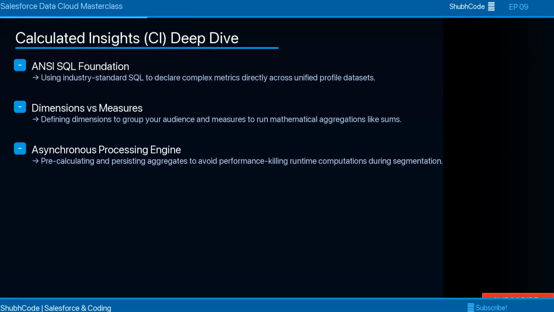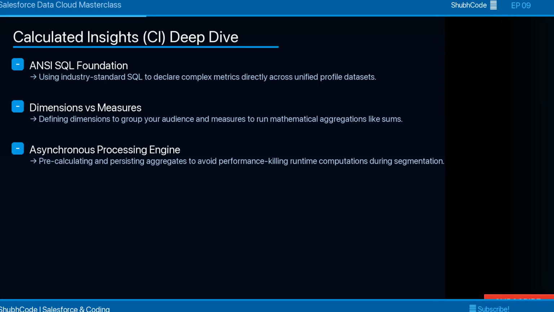Let's start with Calculated Insights, which are batch-calculated metrics built using ANSI SQL. Think of these as your heavy lifters for complex aggregations, like calculating a customer's lifetime value or their historical average order value. CIs run on a predefined schedule, querying your unified data model objects and persisting the aggregated metrics directly back into the system. This means when a marketer runs a segment, the heavy math is already done. Instead of scanning millions of raw purchases on the fly, the segment queries a single pre-calculated metric, saving massive processing time.